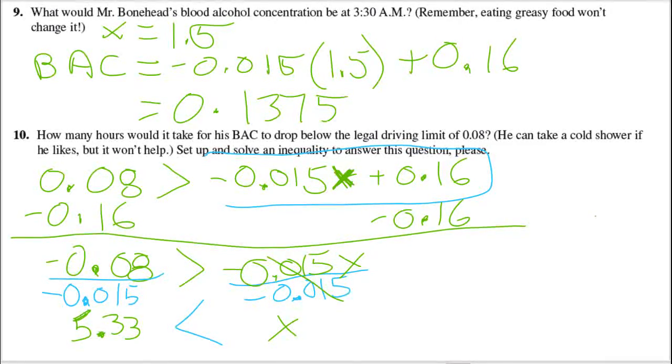So do we need to wait less time for it to be less than that, or do we need to wait more time for it to be less than that? Actually, as time goes on, the blood alcohol content goes down. So it will take more than 5.33 hours to get our blood alcohol content below 0.08. So it does make sense in the context of the problem to turn that inequality sign around. And that's consistent with what we found when we did our inequality lesson.